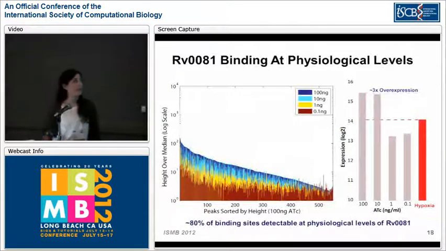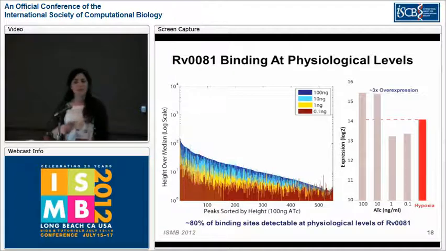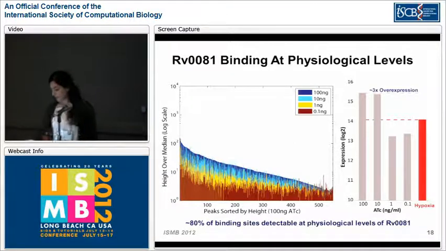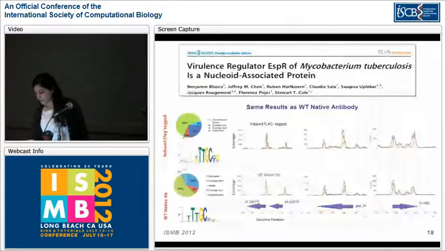As another example, Rv0081, another transcription factor, which actually has the most binding based on our ChIP-seq data, we compared the levels again to its level in hypoxia. We can see that it's very much comparable. Actually, 80% of the binding sites of 0081 are detectable at the physiological levels. We'll talk about this transcription factor more later on.